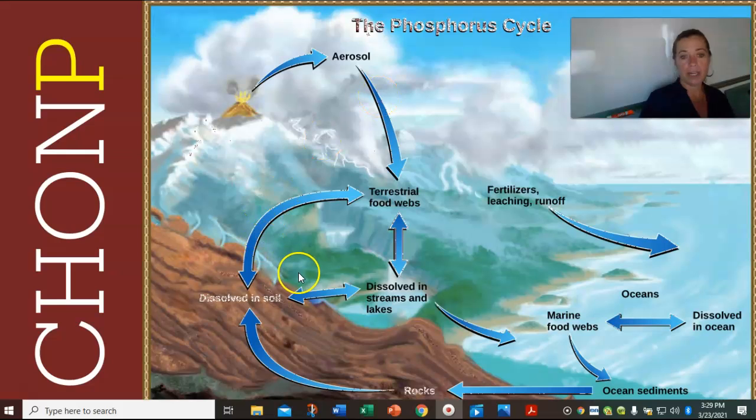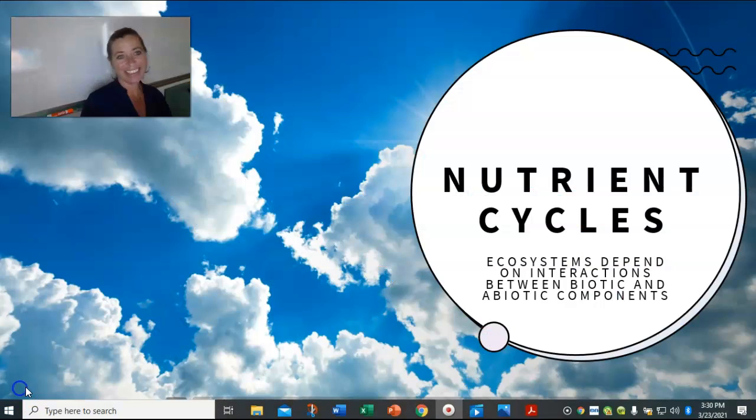So, the moral of the story, phosphorus, right? It gets eroded, it gets into the streams, it gets taken up by living organisms, either here or in the ocean. Eventually, those organisms die and turn into rock, and then the rock can be re-exposed to erosive forces.